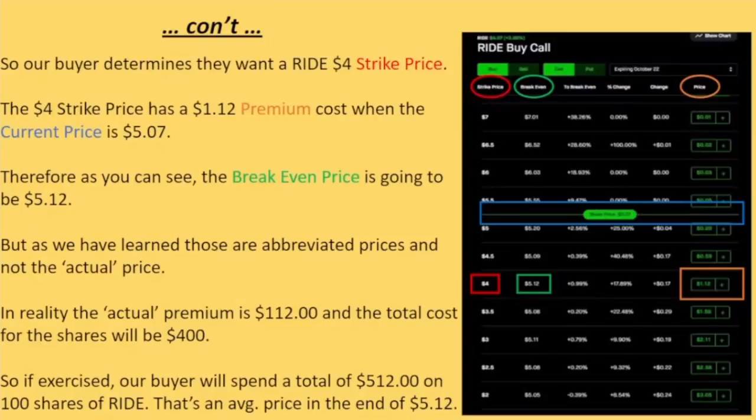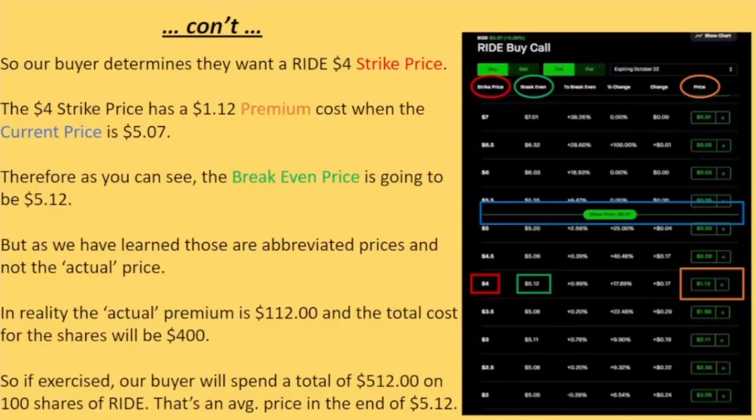Well, we can go back through it one more time here. Again, we're just looking at this ride strike price. This is a $4 strike price. It's in the red column over there, the red circle. If you look down the left-hand side, you'll see a $7, a $6.50, a $6, a $5.50, a $5, a $4.50, and a $4. The $4 is the one that's circled. And as you can see, the blue square there is our current price of the stock when this picture was taken.